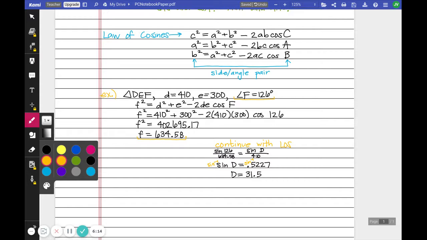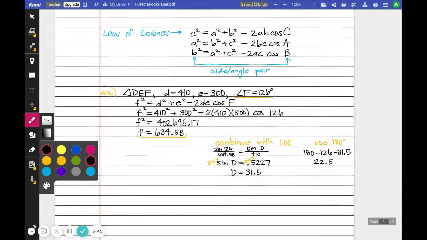And then once I have two angles, I can lock it up by using 180. 180 minus 126 minus 31.5. And I get 22.5. Which makes sense because that would be angle E, and side E is the smallest. So it's kind of a process.